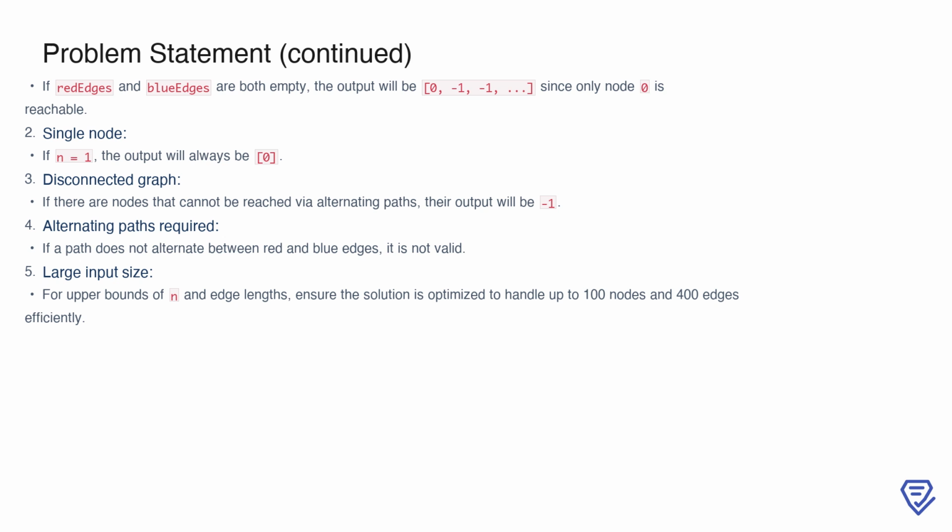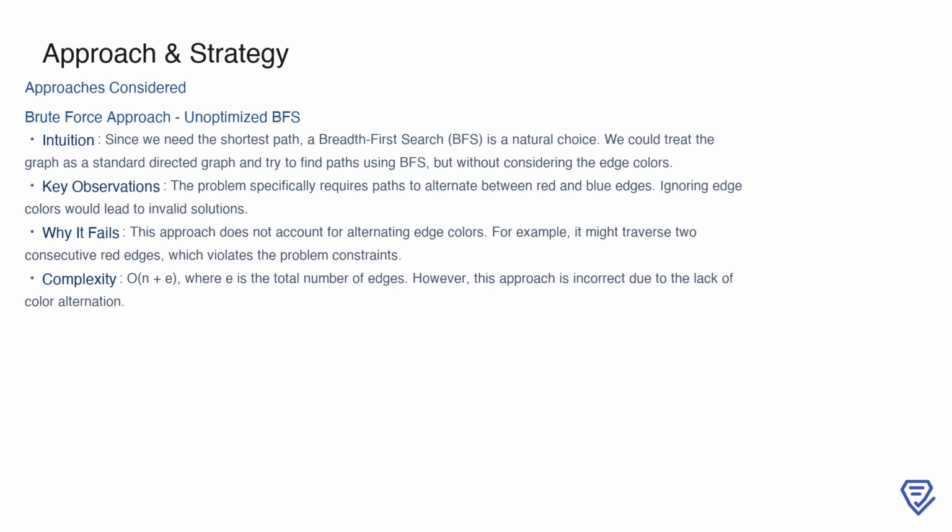This ensures the algorithm performs well even in the upper bounds of the constraints. To solve this problem, one approach we might initially consider is using a brute force breadth first search, or BFS, since BFS is a natural fit for finding the shortest path in a graph. In this approach, we would treat the graph as a normal directed graph and attempt to find paths from the start node to all other nodes.